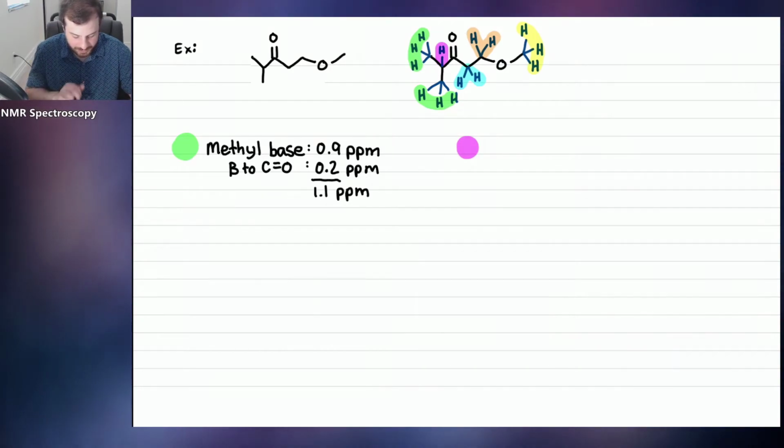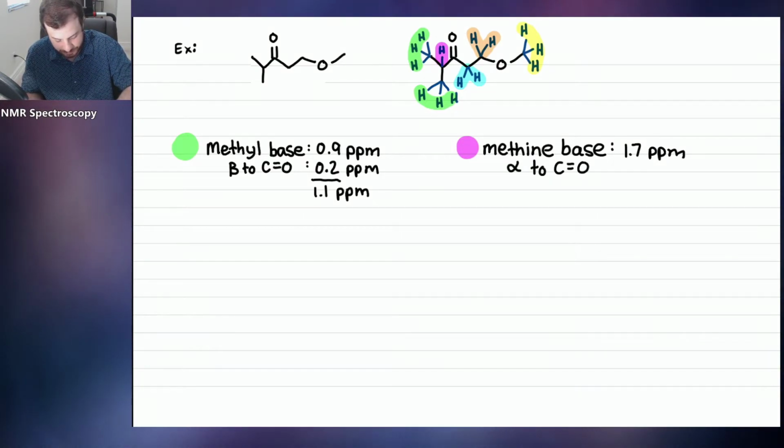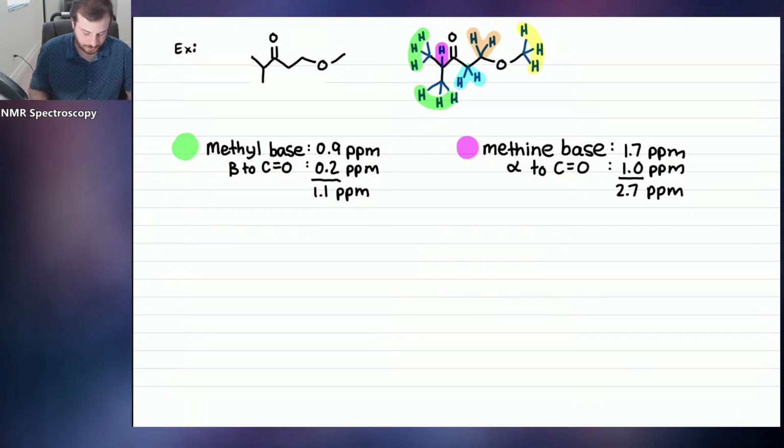Team Pink is alpha to a carbonyl, and it's a methine, because it's just one hydrogen on that carbon. So this is the methine base. The methine base is 1.7 ppm, and it's alpha to CO, so that's going to be plus 1.0, and so the total value is 2.7 ppm for the pink proton. All right, let's do the blue protons next.